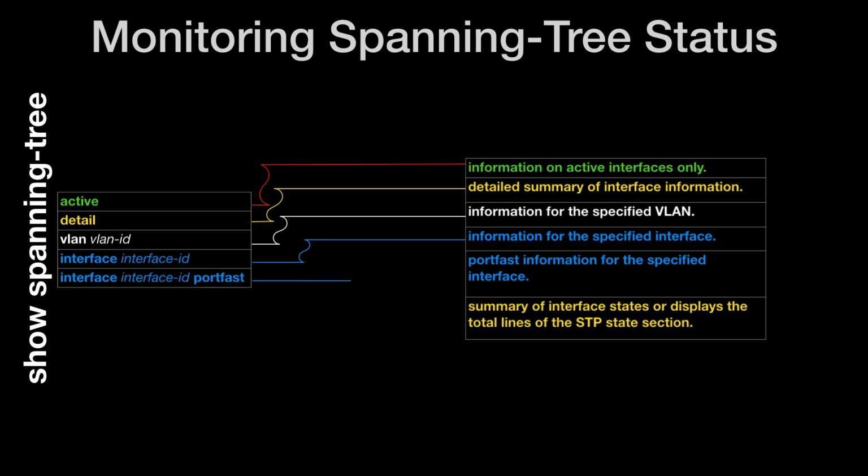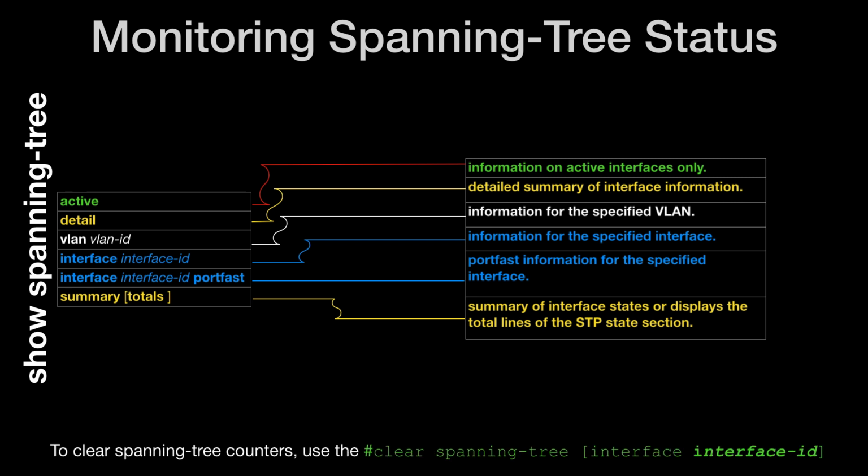Show spanning-tree interface ID portfast: displays Spanning Tree PortFast information for the specified interface. Show spanning-tree summary: displays a summary of interface states or displays the total lines of the STP state section. To clear Spanning Tree counters, use the clear spanning-tree command with optional interface ID. This concludes my notes for IEEE 802.1d.